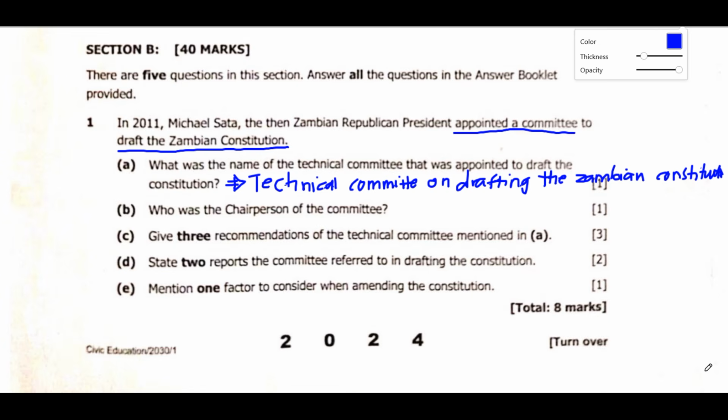So we are looking at a set of rules and laws that can be used to govern a given nation. Then question B, who was the chairperson of the committee? So the chairperson of the committee was the Honorable Aneo Silungwe. By then he was the Chief Justice. And this Honorable Silungwe died on 30th June in 2024. But here the answer is we just say Honorable Aneo Silungwe.